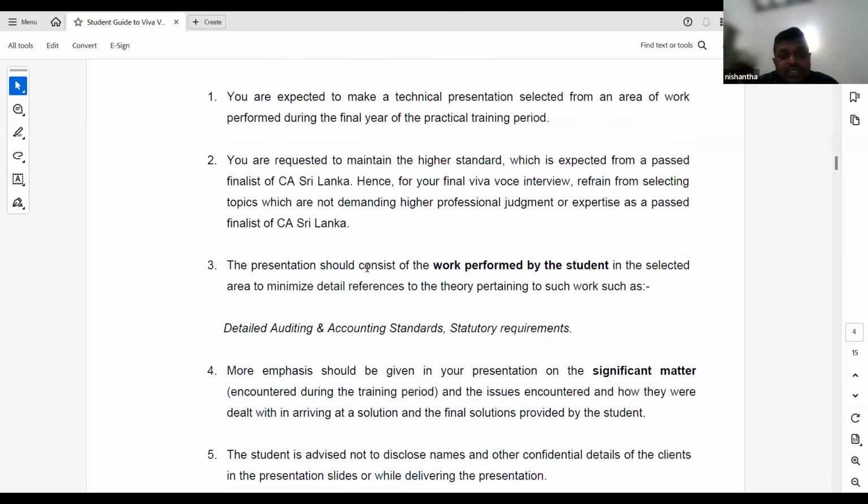The presentation should consist of the work performed by the student in the selected area, minimizing detailed reference to the theory pertaining to such work, such as detailed auditing and accounting standards and statutory requirements. We don't need to refer to the standards in detail, but you have to mention the important things, the important work you have performed. Yeah, it can be an internal control issue also.